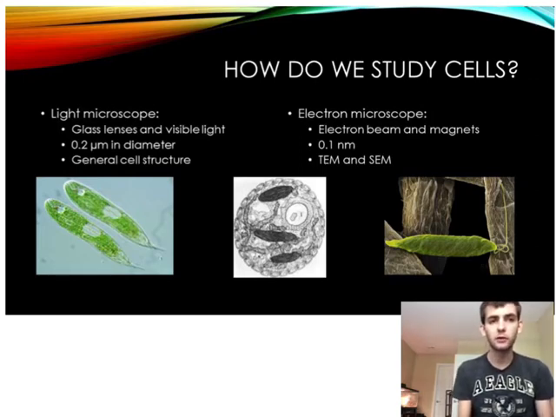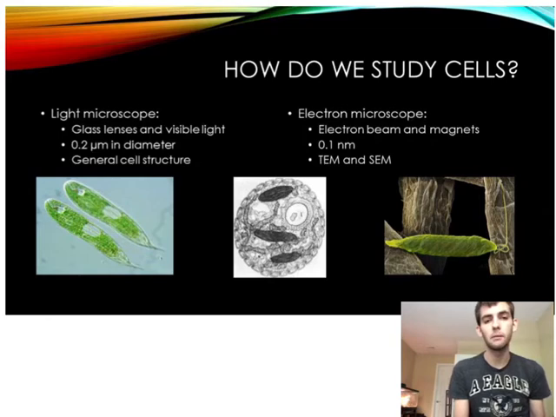These types of microscopes use a combination of glass lenses and visible light, and it's that visible light that allows us to detect certain structures within cells. We can see organisms as small as 0.2 micrometers in diameter, which is about 1,000 times smaller than what your naked eye could see. So these are pretty efficient in just a general cell structure or visualizing different cells.